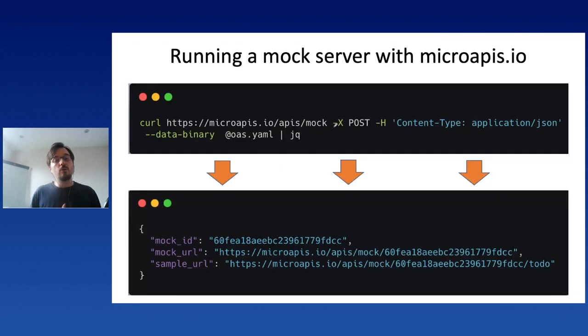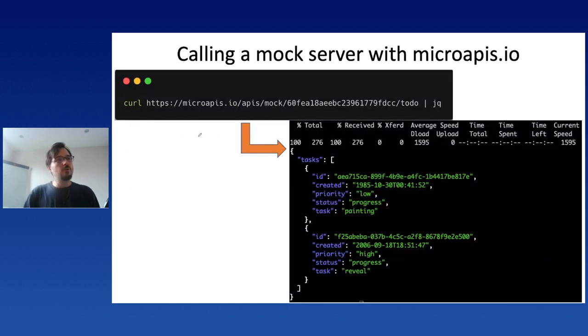A different way of launching the mock server is by calling the MicroAPIs API directly, passing the API documentation file to the endpoint. Out of it, we get a payload which contains the ID of our mock server, the base URL of the server, and a sample URL, which we can use to run a quick test and make sure that the server is behaving exactly as we want. Again, here is an example of running a call against the mock server that was created with the CLI. And again, we are just getting a perfectly valid payload for this API.